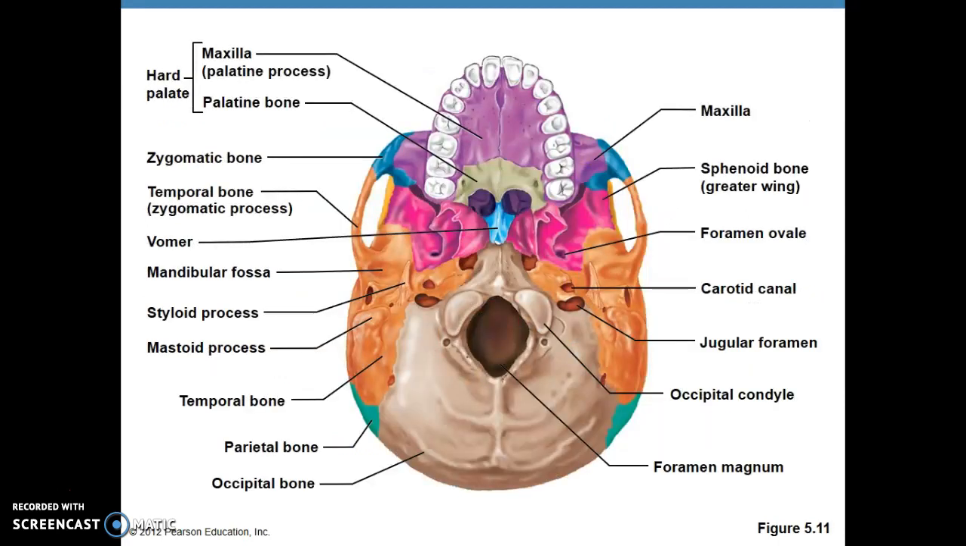Okay, so if we look from the bottom, this is now giving us a different view. Here's the occipital. One thing I do want to point out is what we call the foramen magnum. This is where the spinal cord enters or connects to the brain. Here's your temporal bones on the side. Here's that sphenoid bone that travels down in here. You can see this is the maxilla, and you can see a little bit of the zygomatic bone.